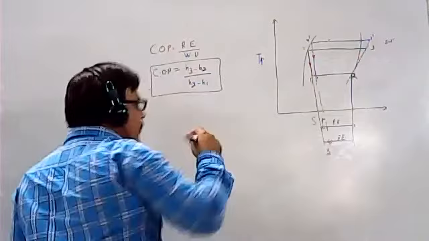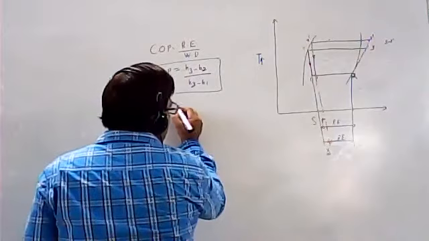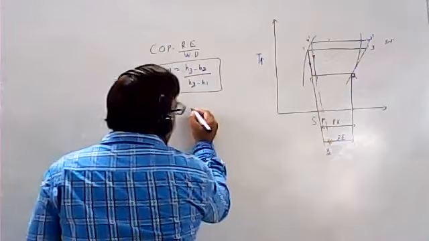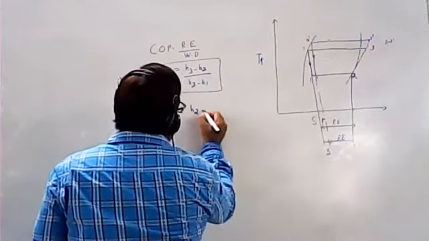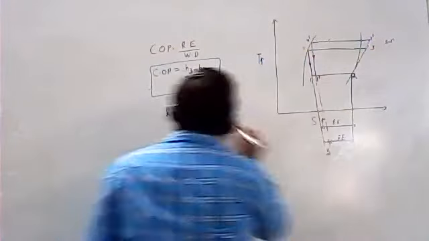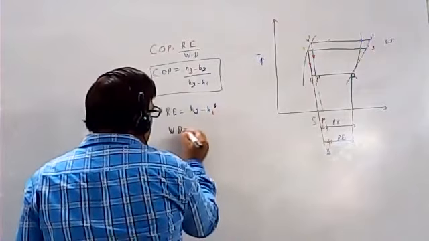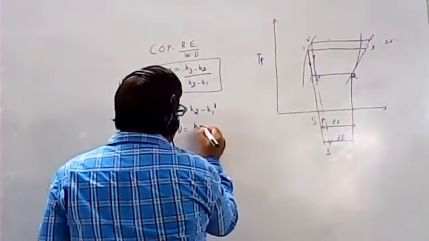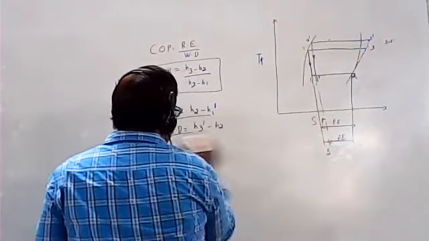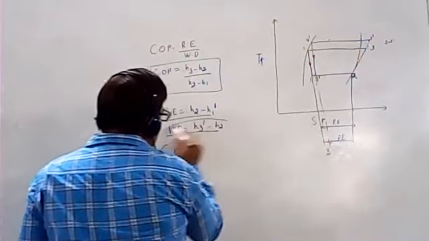After increasing the discharge pressure, your refrigeration effect will decrease from H2 minus H1 dash. H2 minus H1. Your compressor work will also increase from H3 dash to H2. So your COP also, this means your compressor work will get increased here.